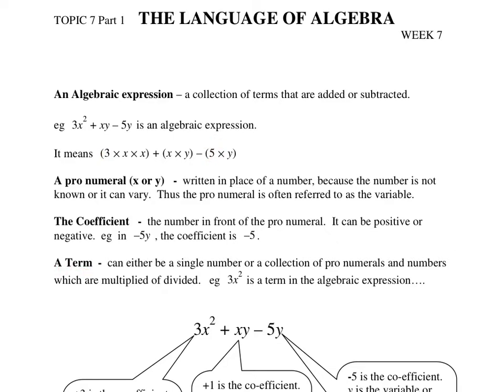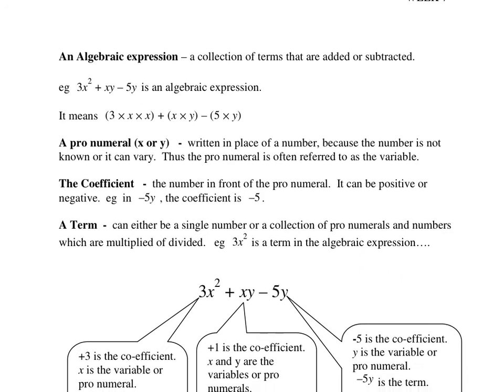And the term, well, we began with that one, the term can be either a single number or a collection of pronumerals and numbers which are multiplied or divided. So 3x squared is a term of our algebraic expression. So let's have a look at it in more detail.